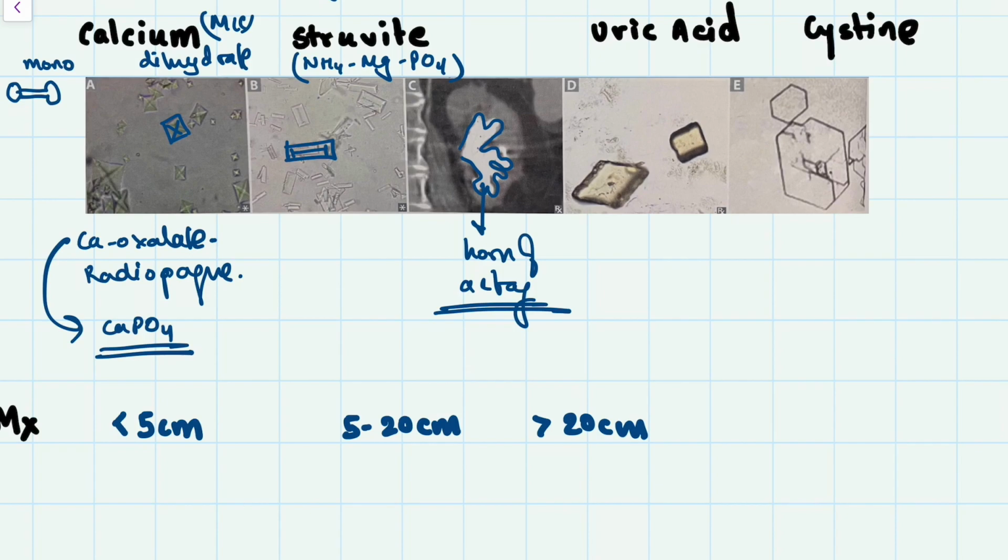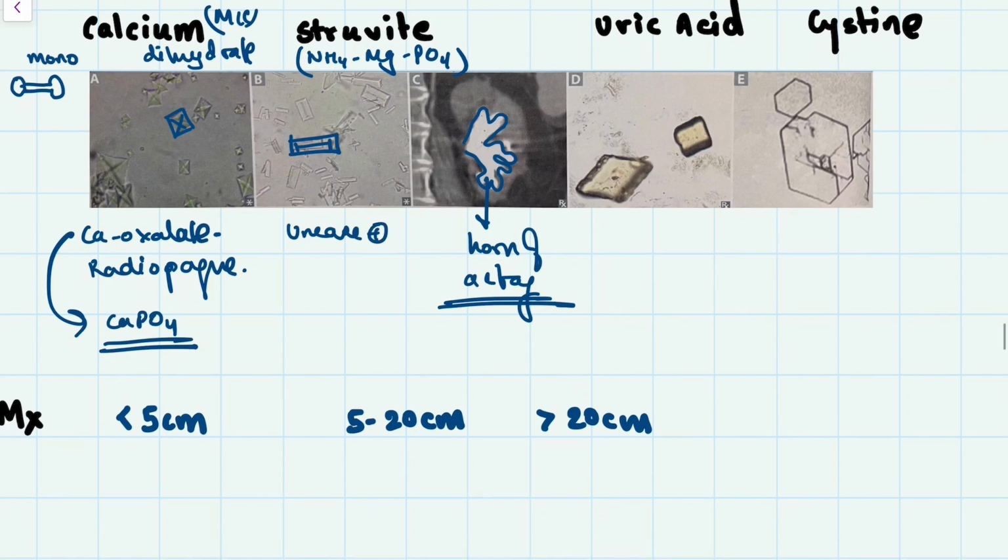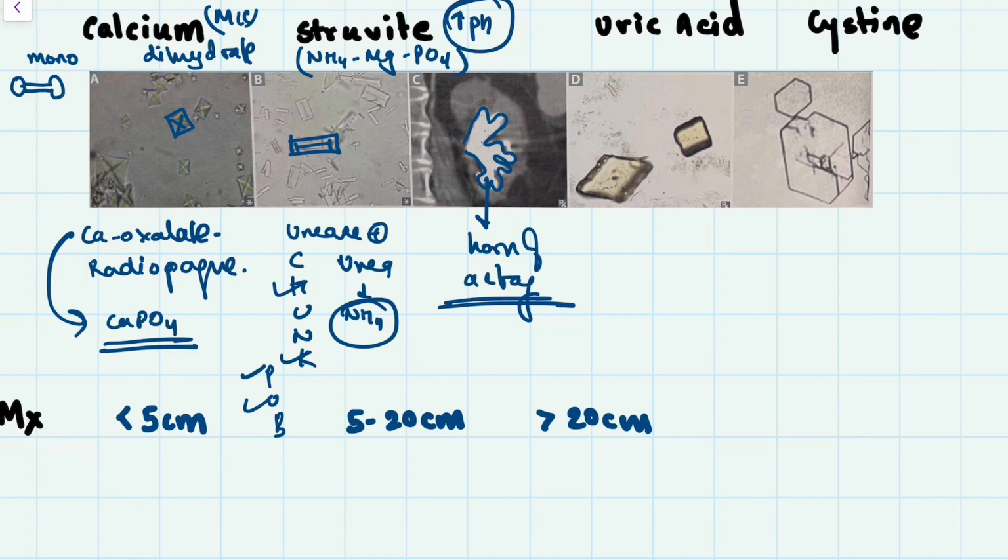Right, and a very important point to note is that it is caused by infections with urease positive organisms. Right, what are the urease positive organisms? You remember by the mnemonic, junk pubs, that is Proteus, Ureaplasma, Klebsiella, Helicobacter, and so on. We'll do this in micro in great detail. These organisms hydrolyze the urea to ammonia, right? And ammonia is responsible for increasing the pH of the urine. For management, the treatment is eradication of the underlying infection along with surgical removal of the stone.